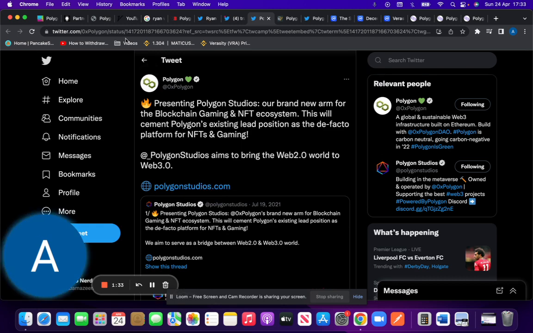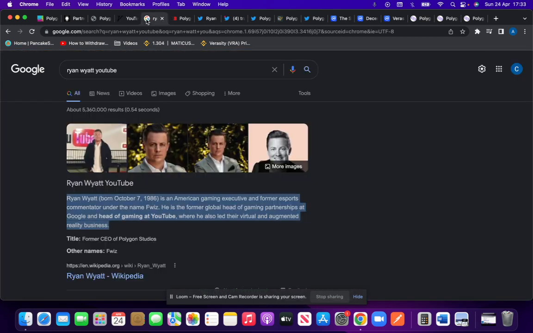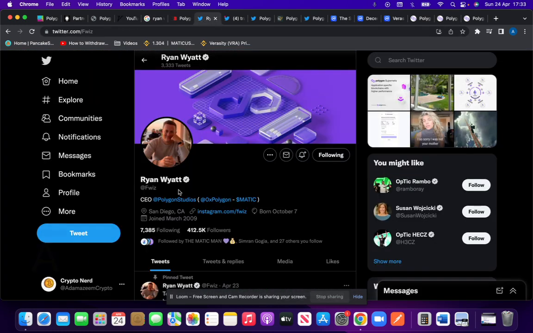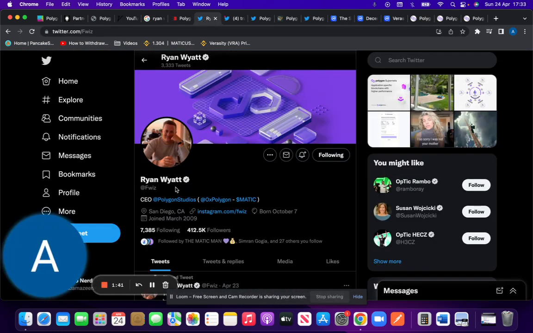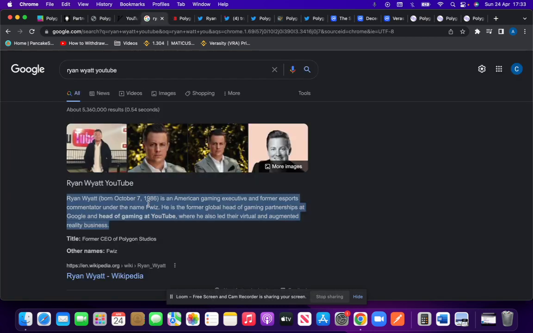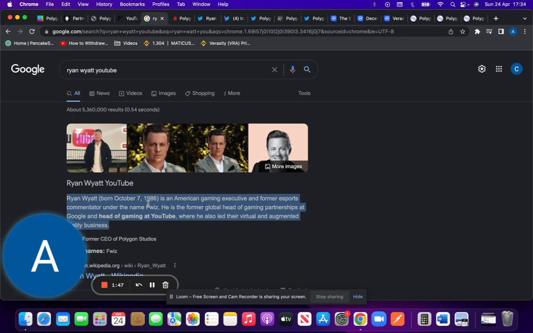But it's worth noting that there have been some big acquisitions in the Polygon Studio world. Currently the Polygon Studio CEO is Ryan Watt. This is quite significant because Ryan Watt was the former global head of gaming partnerships at Google and the head of gaming at YouTube. So they're probably the biggest companies out there, and he'll probably have contacts there that he can target. He'll be under a lot of pressure from Polygon to deliver partnerships, and at the moment he is delivering.